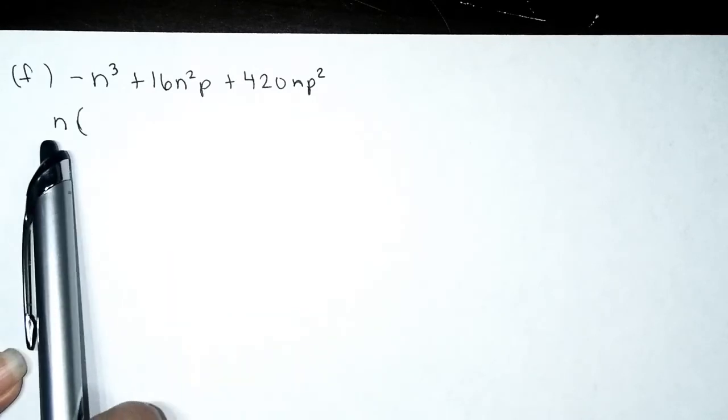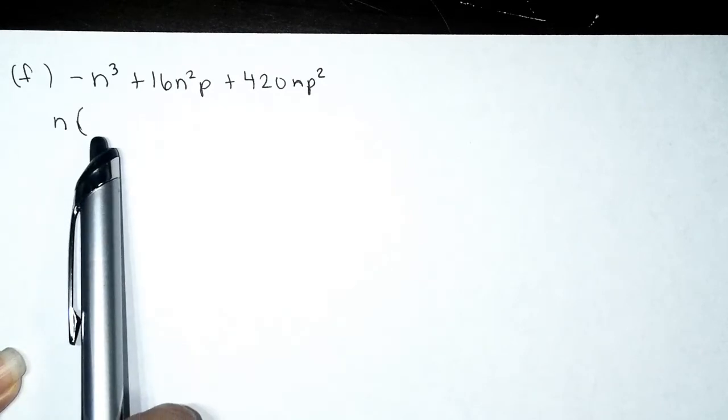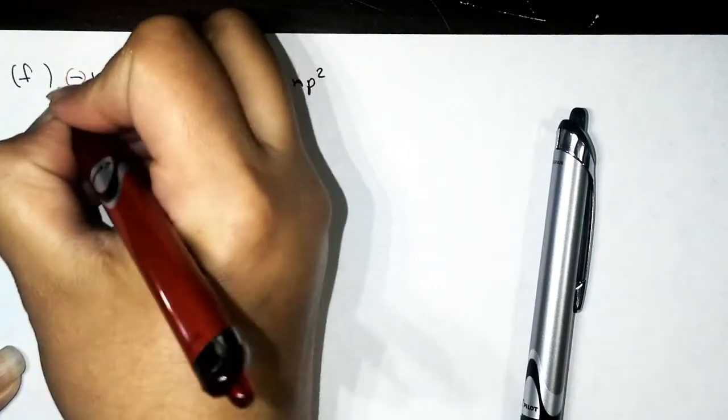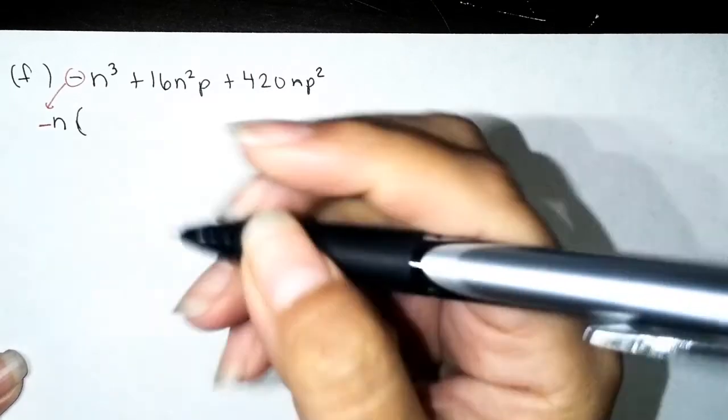When you take out a common factor, it would be nice if you started on a positive note. Like, who cares if the rest are negative? So instead of factoring out a positive n, we're going to go ahead and factor out a negative n. Okay, so let's do this.